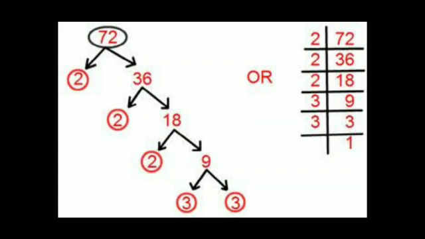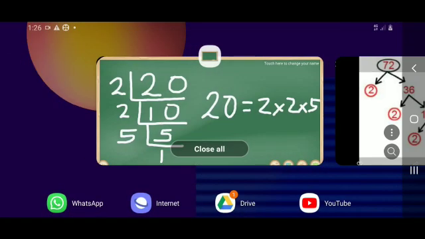You see here 72. In 72 we can take 2 because 72 ends in an even number. 2 is an even number. So using 2's divisibility rule, we are very sure that 72 is divisible by 2. In 72, how many 2's are there? 36. In 36, how many 2's are there? 18. In 18, how many 2's are there? 9. In 9, how many 3's are there? 3. In 3, there is only one 3. Okay, don't worry, I'll show you how to do it.